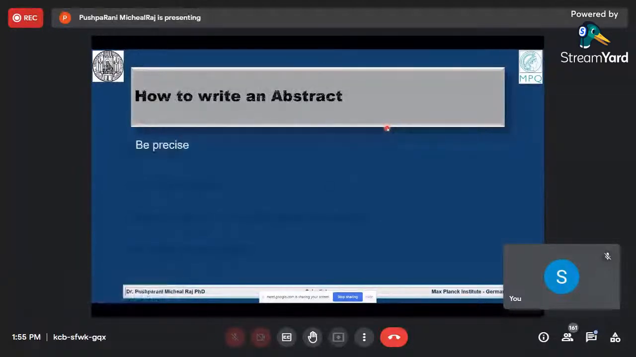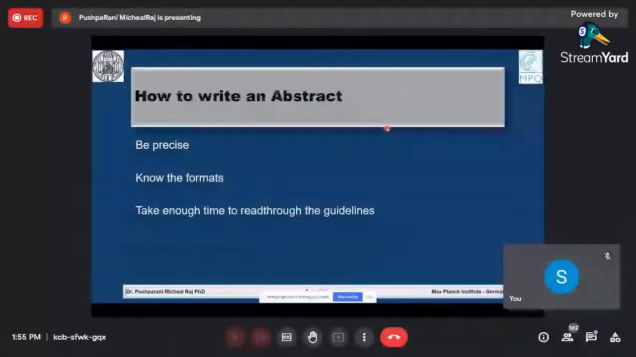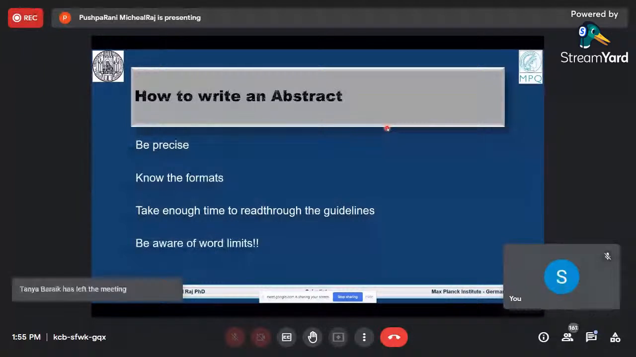Be precise, know the format, take enough time to read through the guidelines, because this is where many fail. They just overlook what the guidelines are, and then they tend to lose the opportunity to present. And finally, be aware of the word limits.